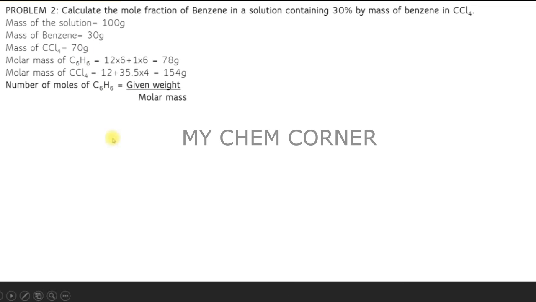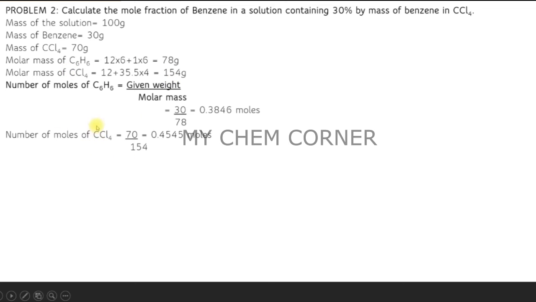So number of moles of benzene is given mass by molar mass. Given mass is 30 grams, molar mass is 78 grams. When we substitute it, you will get 0.3846 moles. Now in the same way, to calculate the number of moles of CCl4, the given mass is 70, molar mass is 154. When we substitute both, you will get 0.4545. Now we have the number of moles.